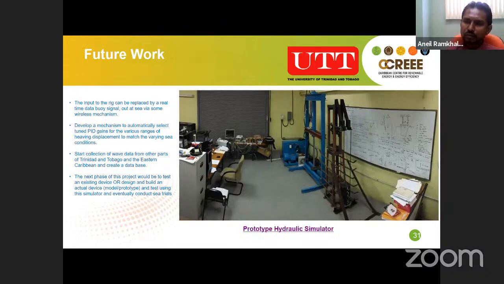All right, so future work and work that we are continuing right now: the input of the rig can be replaced by a real-time data buoy, via some wireless mechanism. So let's say you are designing a device for the northeast, or off the coast of Tobago, where we have much larger waves, and you can place a data buoy there and feed data directly to your lab, where you can have real-time testing.